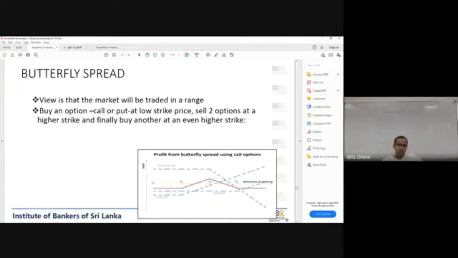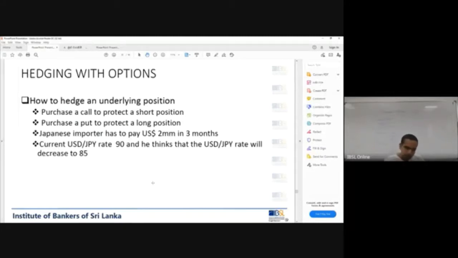Butterfly spread, right? You buy a call option at a low strike, sell two call options at an intermediate strike, and buy a fourth call option at an even higher strike. In this case, if the market is stable, you make money, unlike in a strangle. The view is that the market will trade in a range. Buy an option, call or put, at a low strike price. Sell two options at a middle strike. And finally, buy another at an even higher strike.